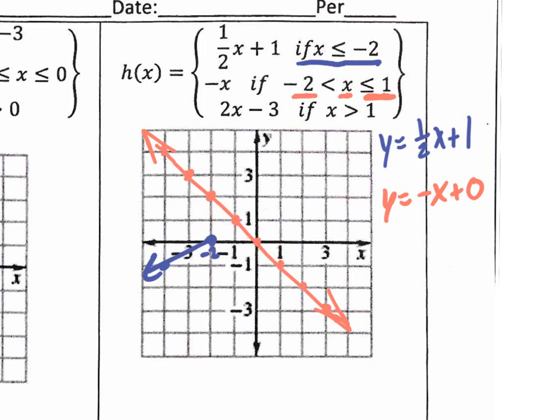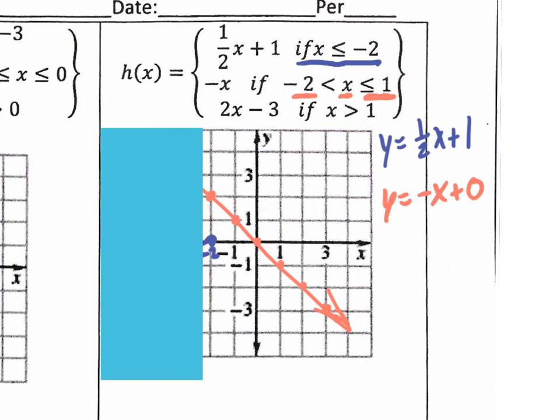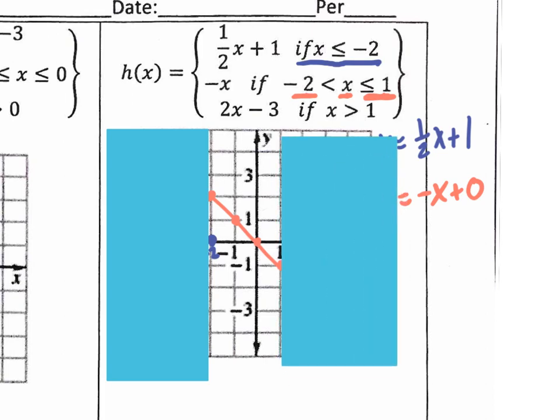to 1. If you're still confused about this, you might want to get a piece of paper and cover up everything to the left of -2. And you might want to get another piece of paper and cover up everything to the right of +1. So right here we truly are showing between the -2 on the x and the +1 on the x also.